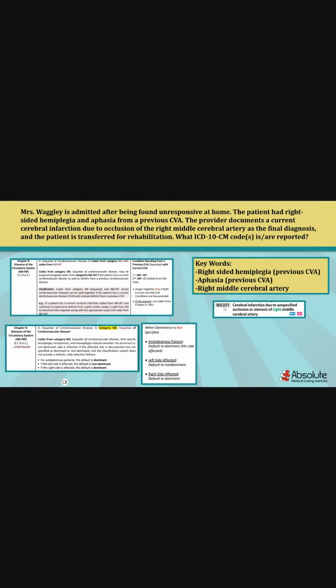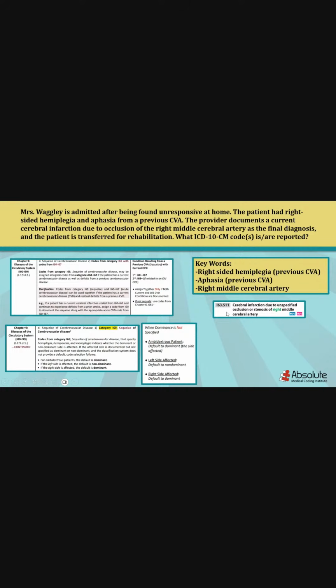So our first code, like I said, what we're going to be focusing on first, what he's getting treated for, is going to be our cerebral infarction due to unspecified occlusion or stenosis of the right middle cerebral artery. So this is going to be our first code, I63.511. So that's going to code for the final diagnosis.